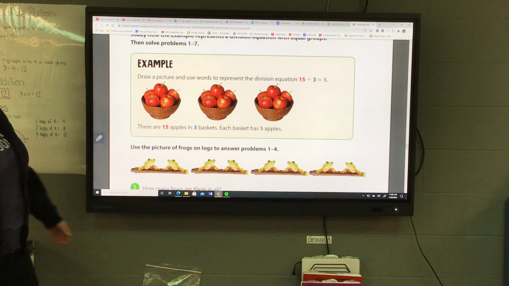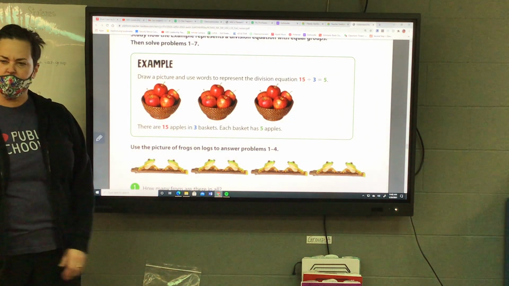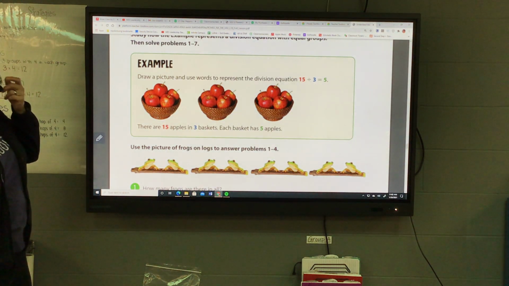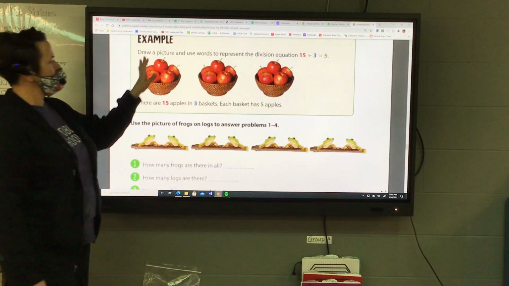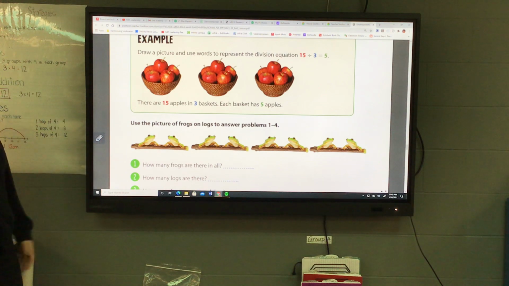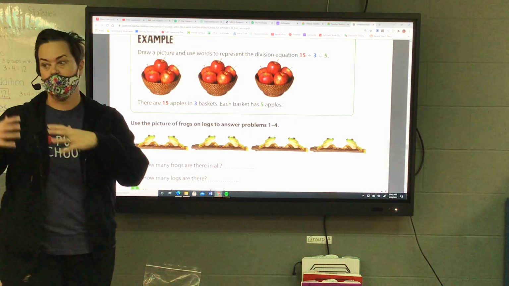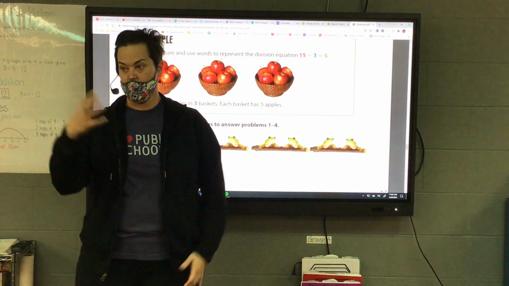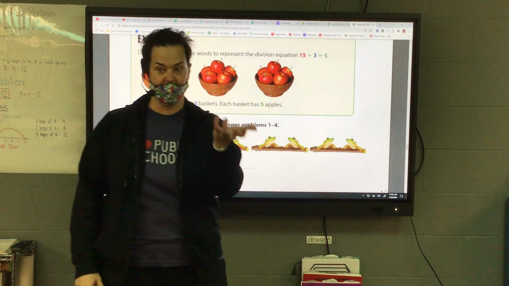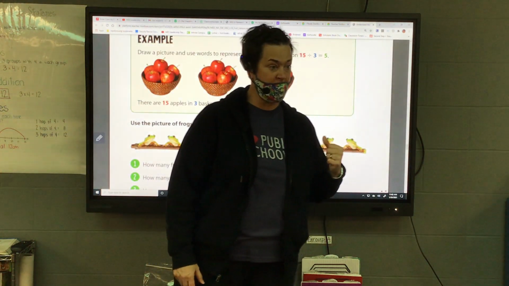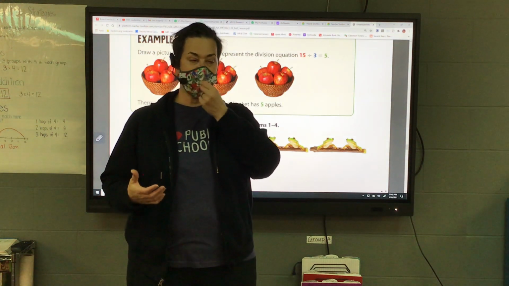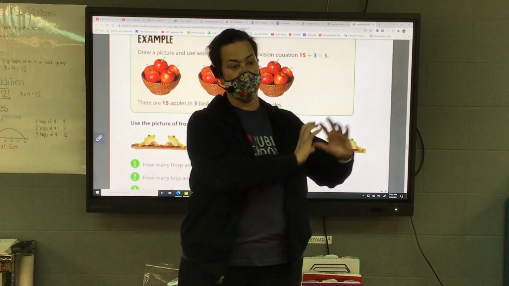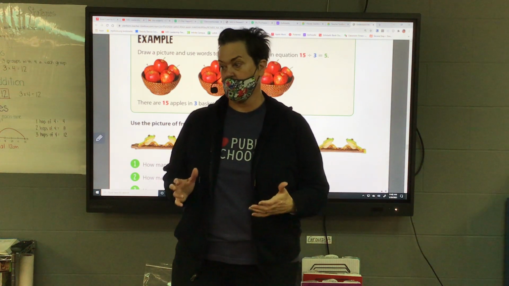Next page has the apples on it. They always do food. That's just rude. So their example says draw a picture and use words. Remember how we talked about that? What the 42 was, what the 7 was, and what the 6 was. That's what they mean by using your words, is explaining what each of those parts of that division problem are.